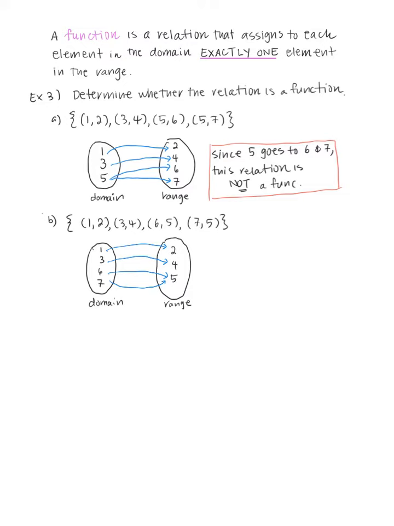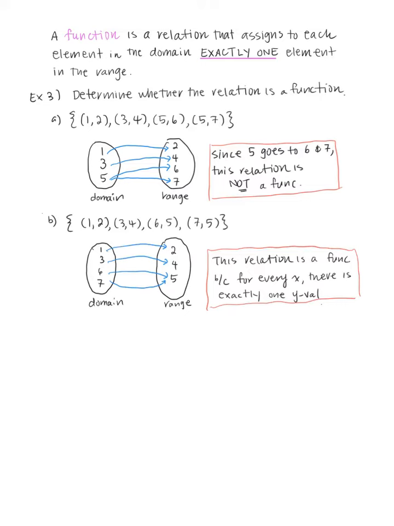So let me just write it out. So this relation is a function because for every x, there is exactly one y value. Do you see the difference between part A and part B? For part A, when x is 5, it's going to go to two different y values. So that's not going to be a function. Whereas in part B, notice that each element in the domain has exactly one y value. And that's why part B is going to be a function.